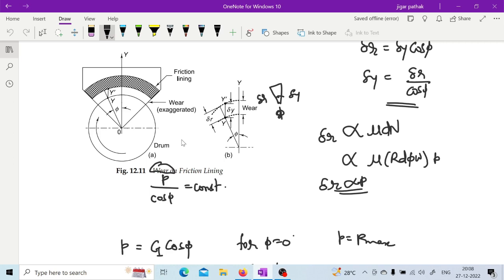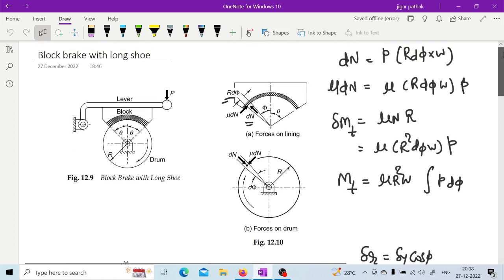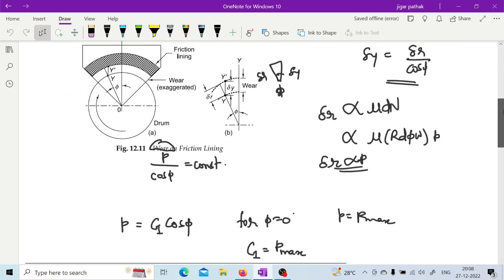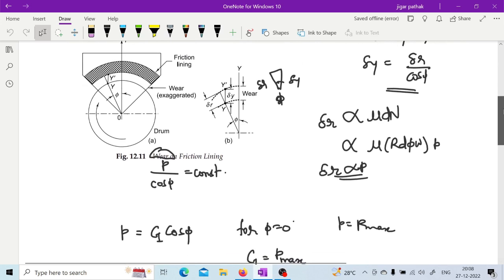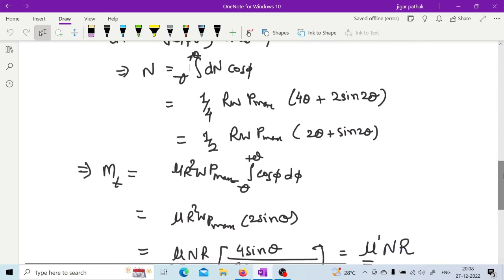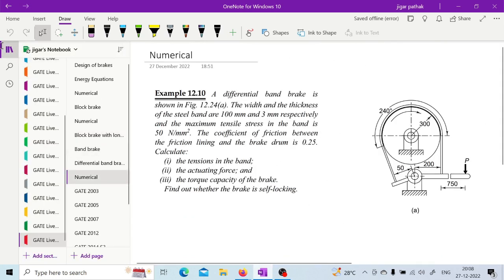And phi, sir? Phi is this angle. Whether this is a short brake or a long brake, this is a long brake only, as we have already considered here. We are talking about long shoe only, long block. That's why we are integrating with respect to d phi, from minus theta to theta. Now if we go for this numerical, I guess you will be able to solve this.